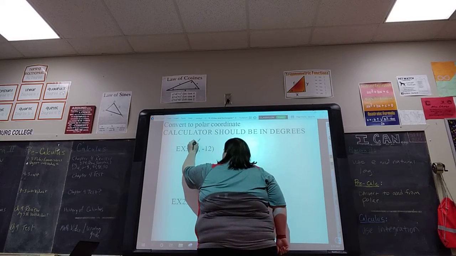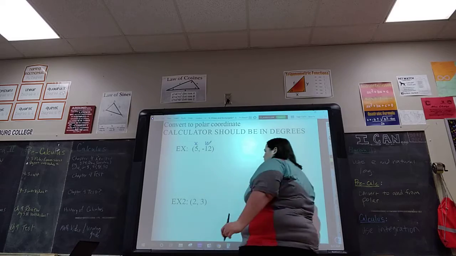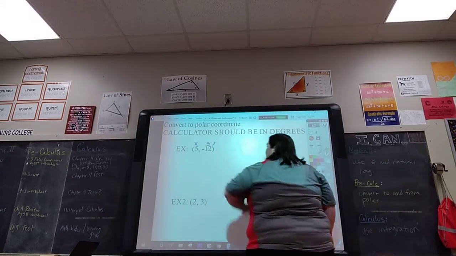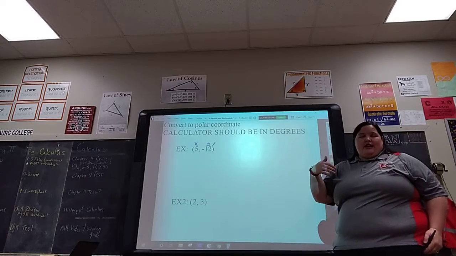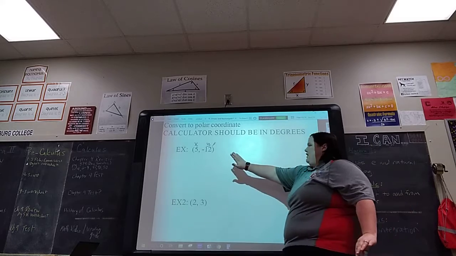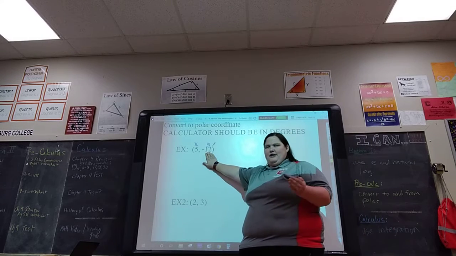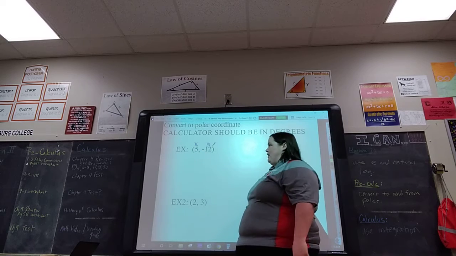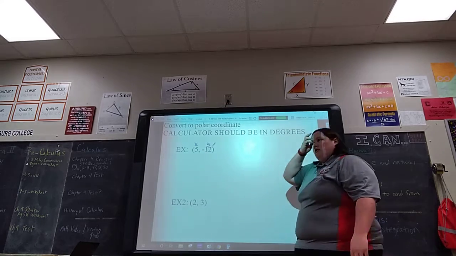So this is an x and a y. For one thing, I told you to convert it into polar. The other thing to help you recognize that it's an x and y point: look at that second number. It's just a regular number. It's negative 12. There's no angle part to it at all. So that means that this is an xy coordinate, and we're going to convert it into an r and theta.